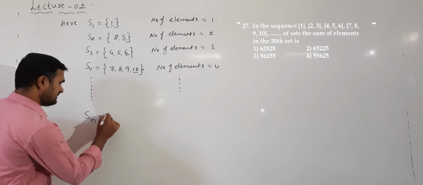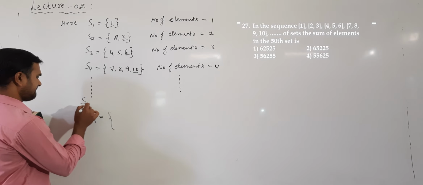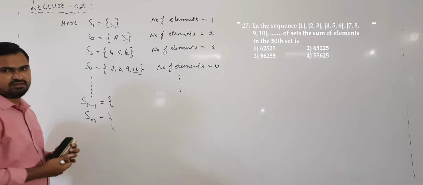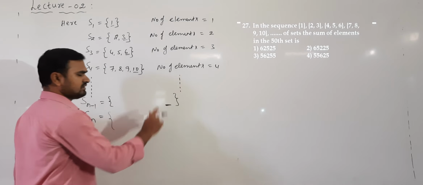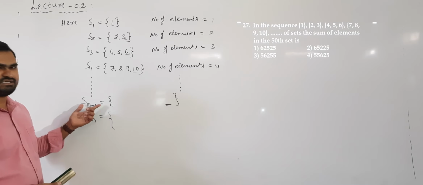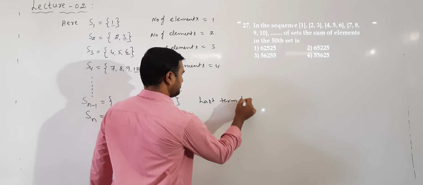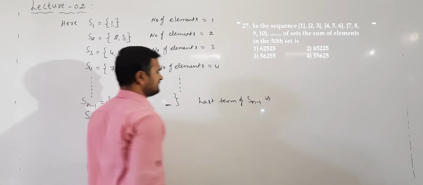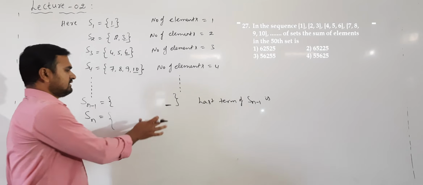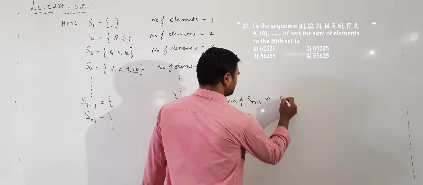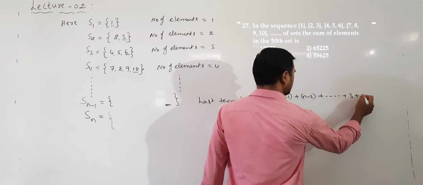So for finding the starting element of Sn, we should know the last element of Sn minus 1. In the Sn minus 1 set, we should know what the last term is. So what will be the last term of Sn minus 1? It is nothing but the sum of the number of elements in the previous sets. How many elements do we have here? n minus 1 plus n minus 2 plus and so on up to 3 plus 2 plus 1.